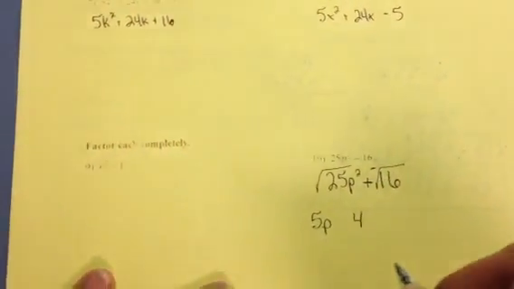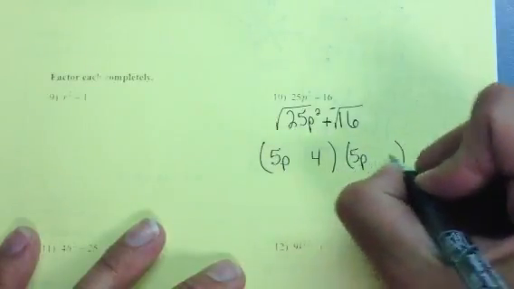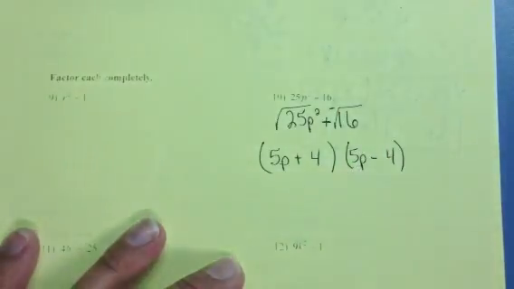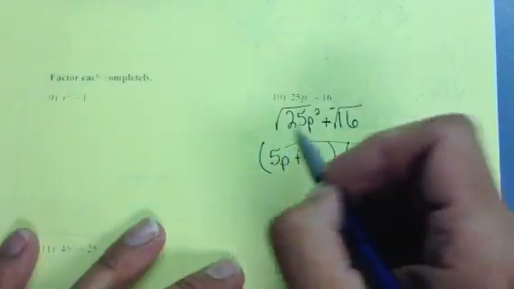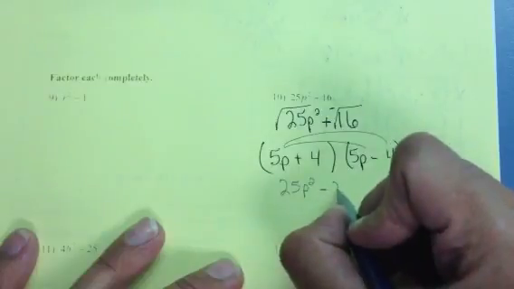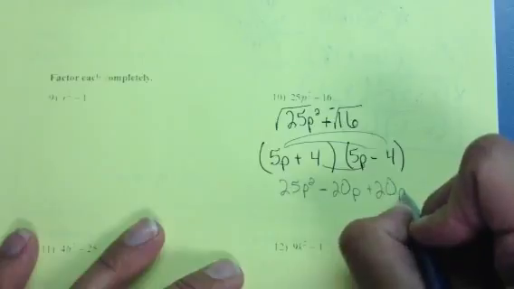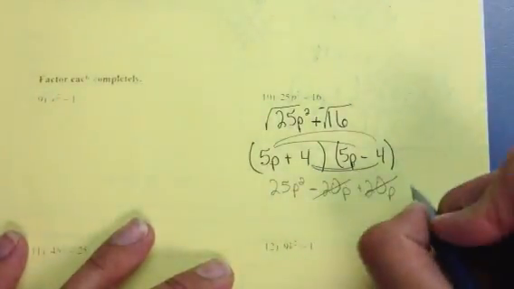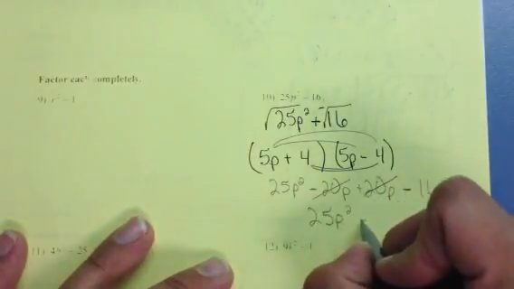And then those become my 2 sets of parentheses. And in them, I'll put 1 addition and 1 subtraction. So again, these are the factors. If I multiply these, I'll get back to what I started with. There's the 25p squared. That gives me a negative 20p. Now when the 4 distributes, I get a positive 20p, and those will cancel out. That's why there's no middle term. And then I multiply those and I get the minus 16. So I get back to what I started with.